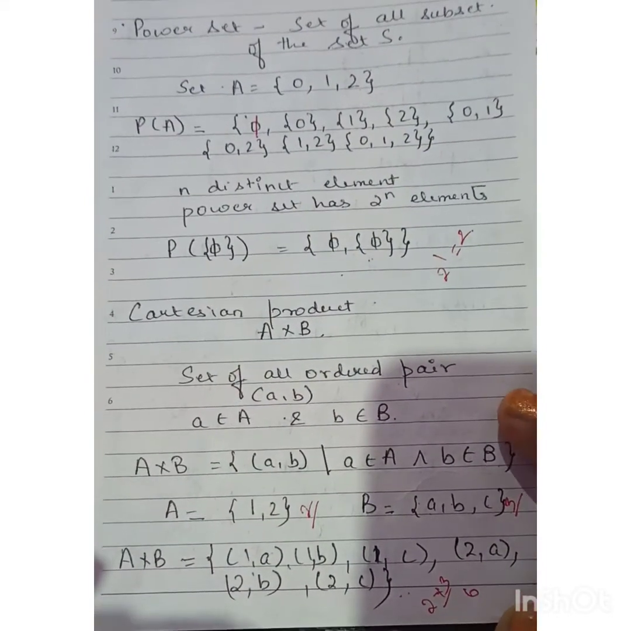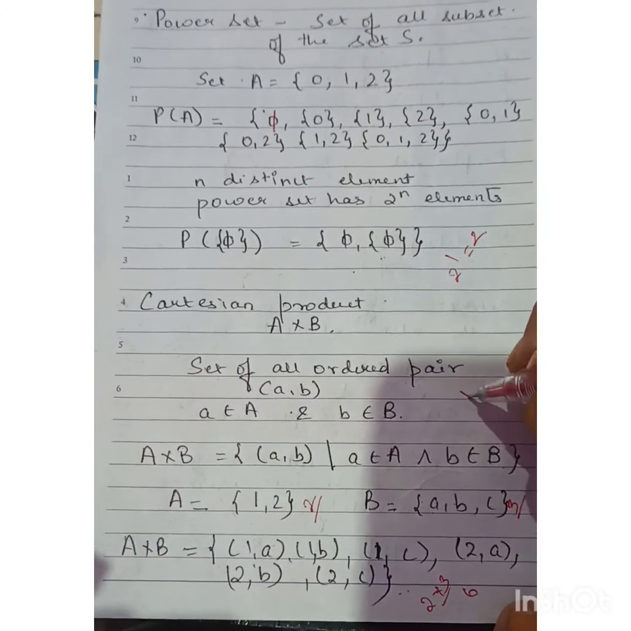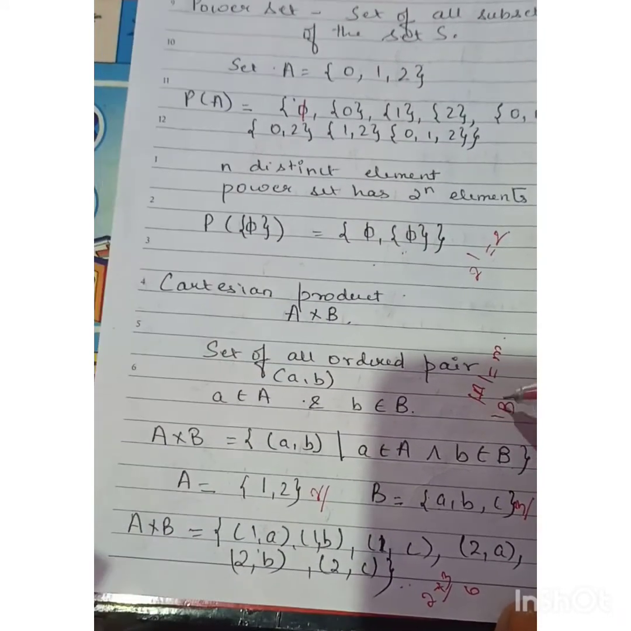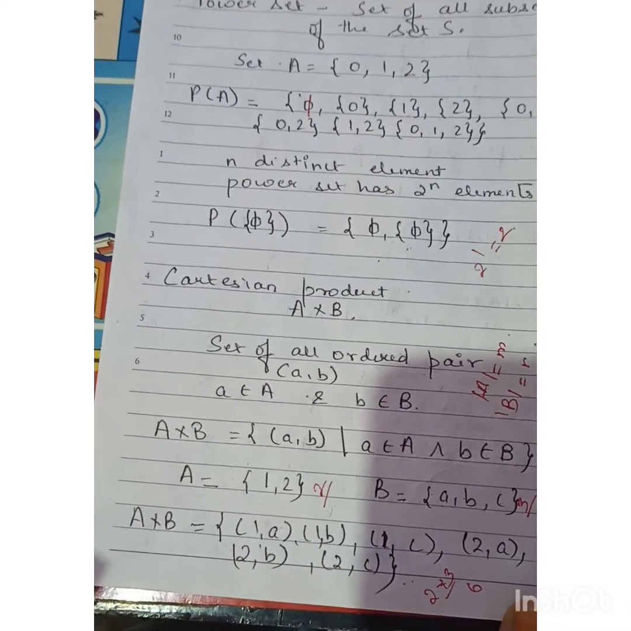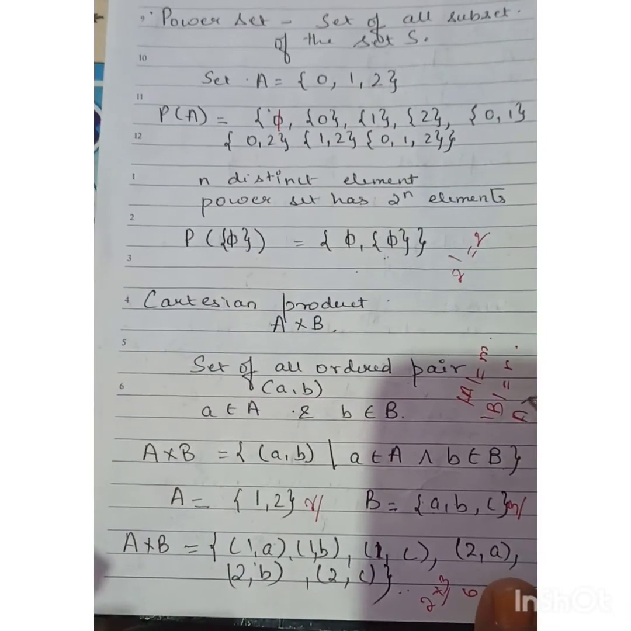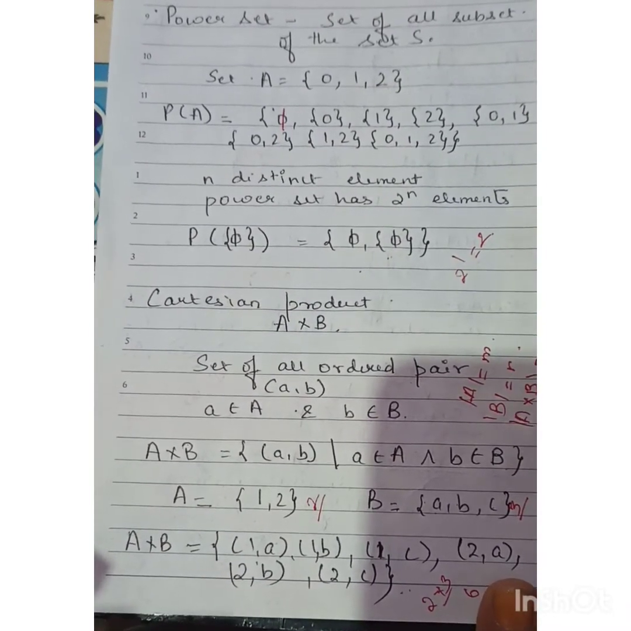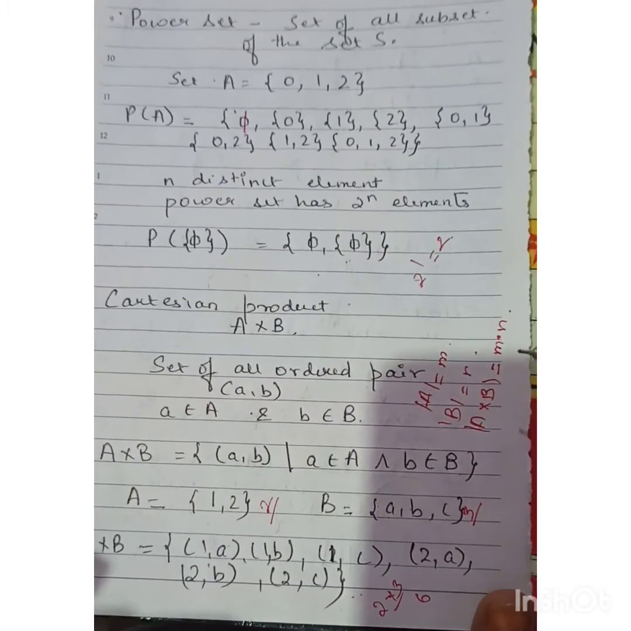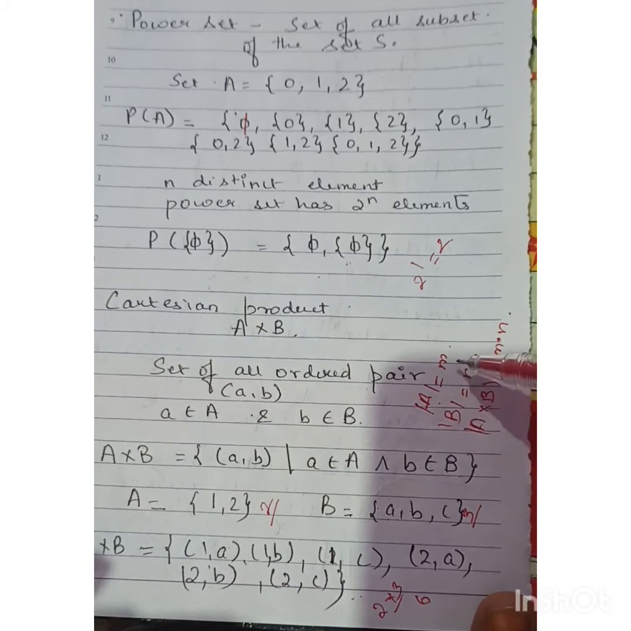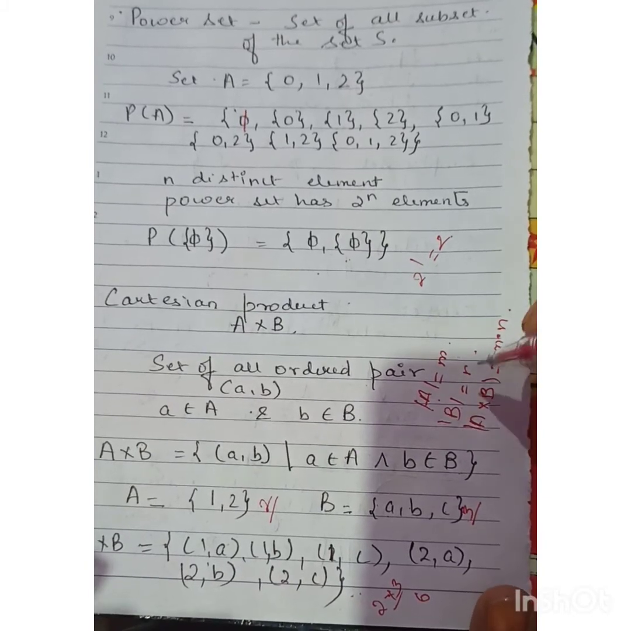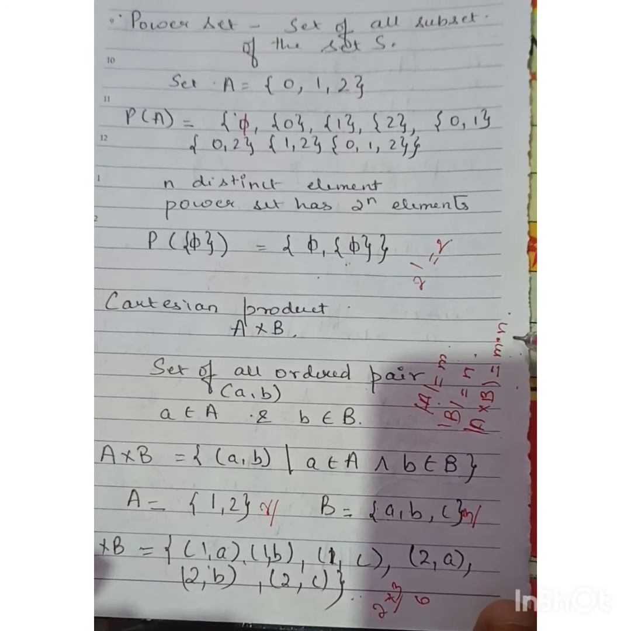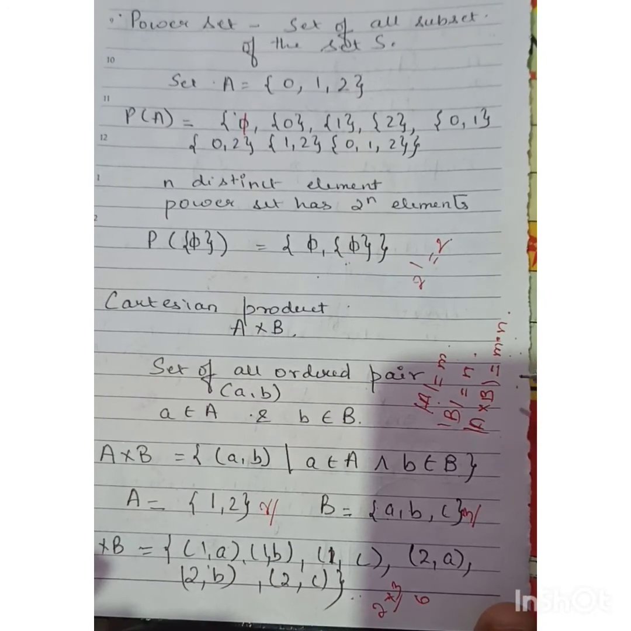So finally, if set A has m elements and B has n elements, the number of elements in A cross B is m into n. This is an important point to be remembered. If set A has cardinality m and set B has cardinality n, then A cross B has m times n elements, that is the product of both the cardinalities.